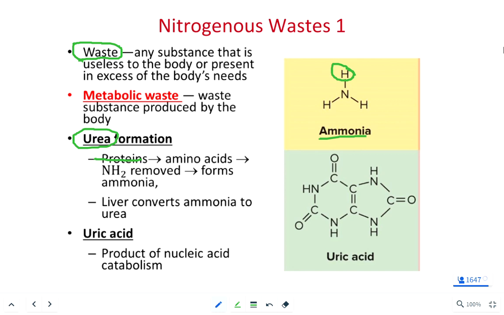Having a bunch of excess ammonia in your body is not a good thing. So we need to process that ammonia. Our liver will take the ammonia and reduce the toxicity of ammonia by converting it into urea. And then that urea is eventually dumped from the body, urinated out.